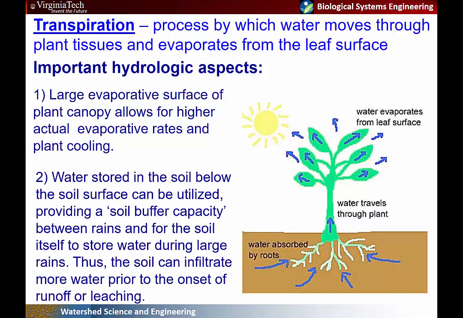The second is perhaps a little bit more interesting. So water that's stored in that soil can then be utilized as sort of a buffer between rainfall events. So you get a rainfall event, it infiltrates the soil. The plants can access that soil moisture for a period of time to provide this plant cooling. Whereas if the soil was dry and they can't provide that plant cooling, they would tend to die.